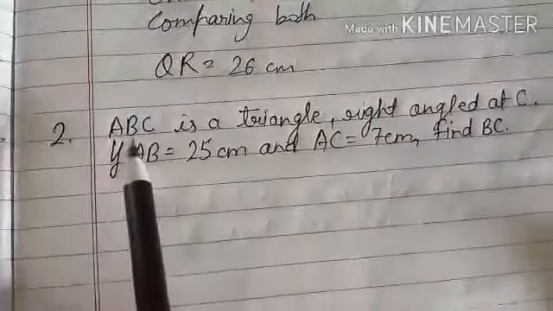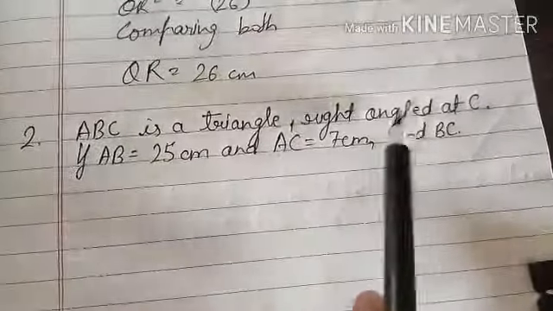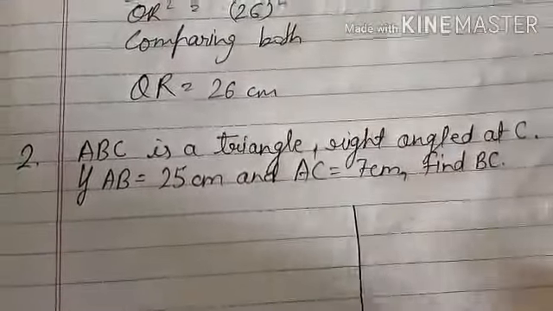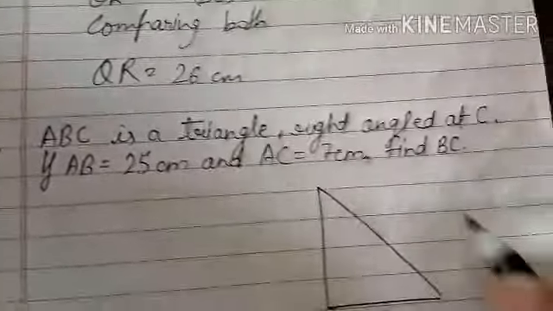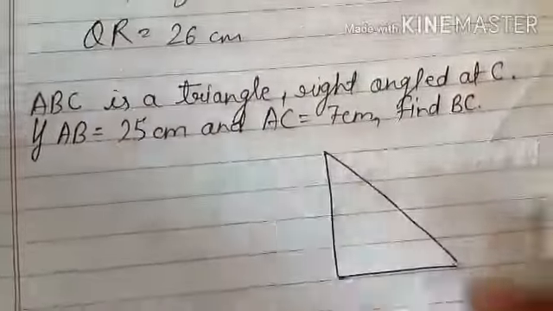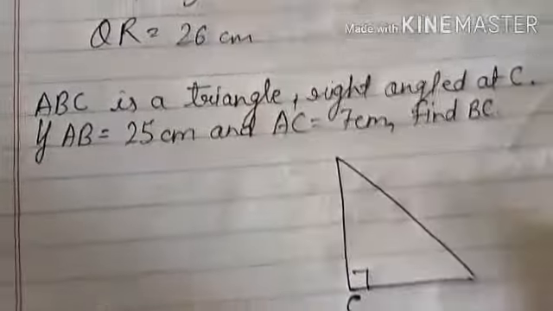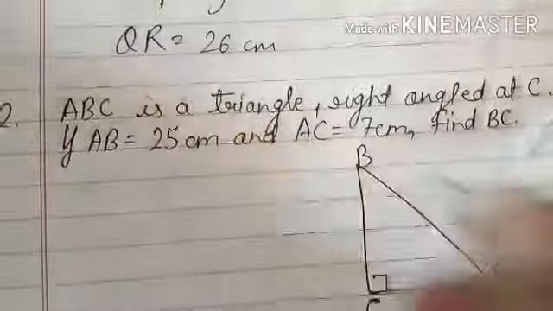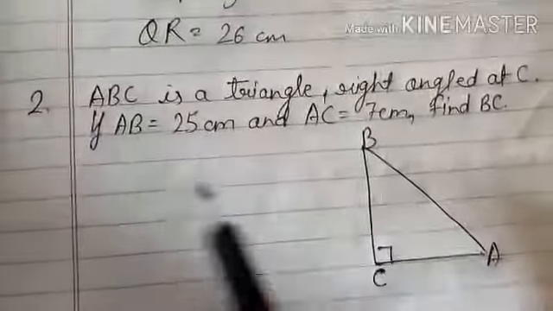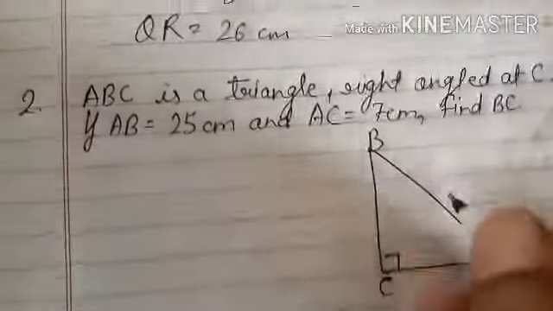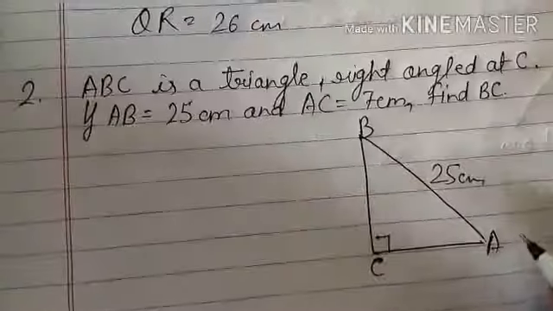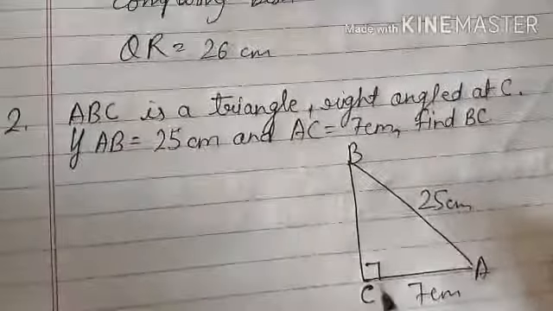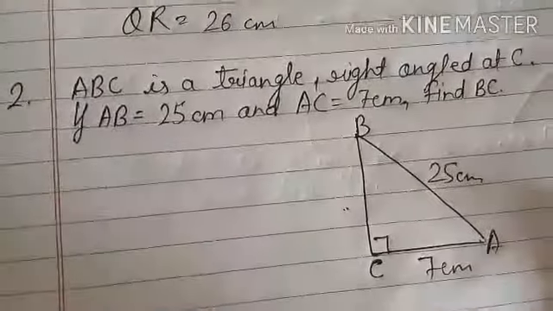Number 2, ABC is a triangle right angled at C. So let's draw a right triangle. I have drawn this ABC, a triangle which is right angled at C. This is very important, so let's put C at right angle. So ABC is a right angle triangle where AB is 25 centimeter and AC is 7 centimeter. So we have to calculate BC.